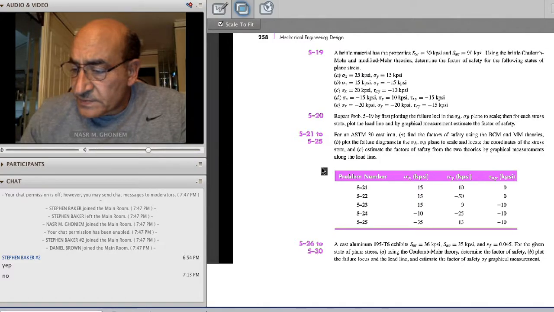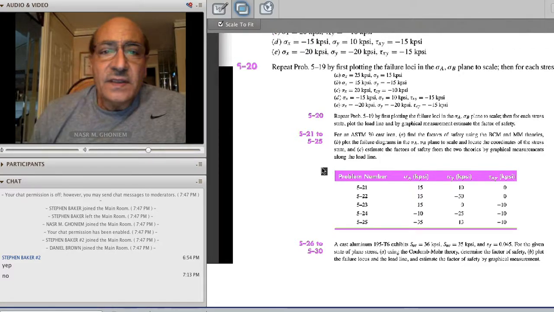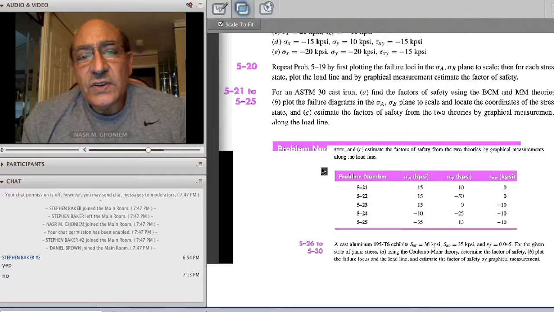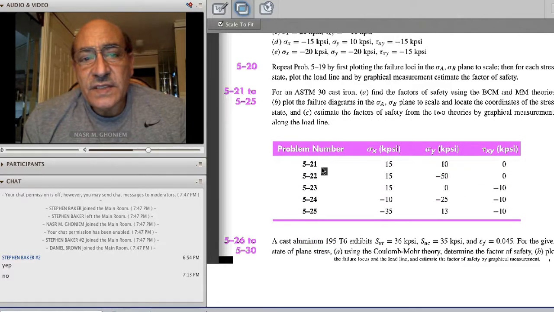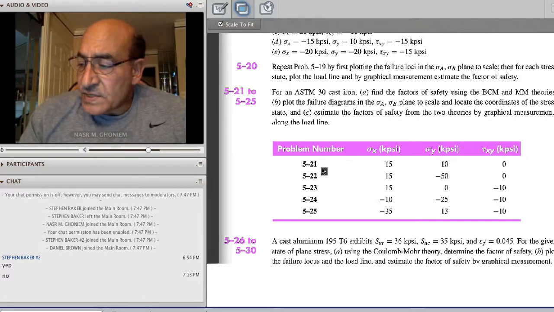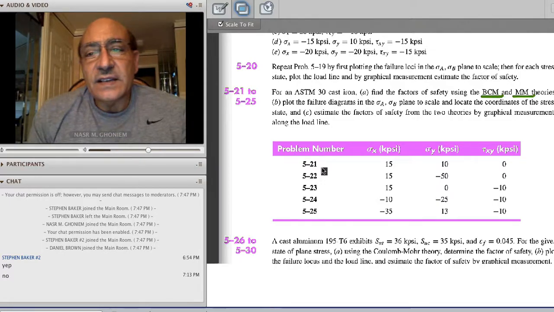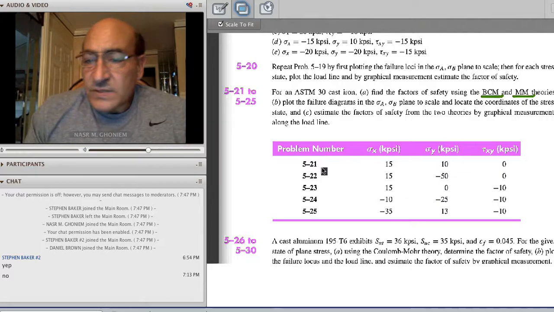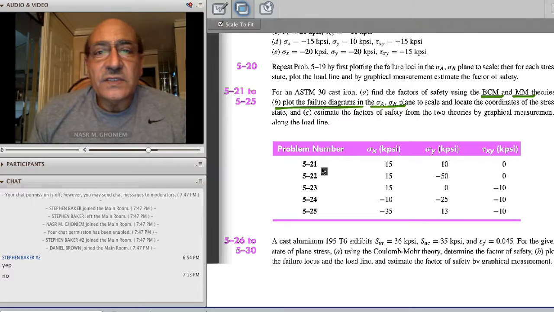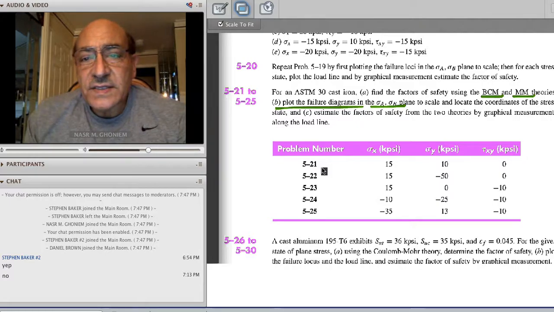So if we read it, we have an ASTM 30 cast iron. We know the properties from the tables at the end of the book, and we want to find the factors of safety. We use the Brittle Mohr and the modified Mohr theories because it's cast iron. And not only that, but we want to plot the failure diagram in the sigma A, sigma B plane, which are the two non-zero principal stresses.